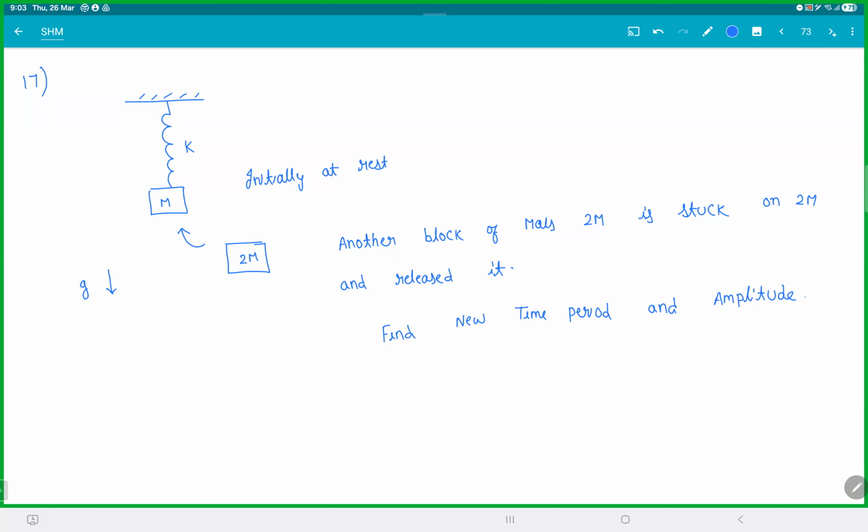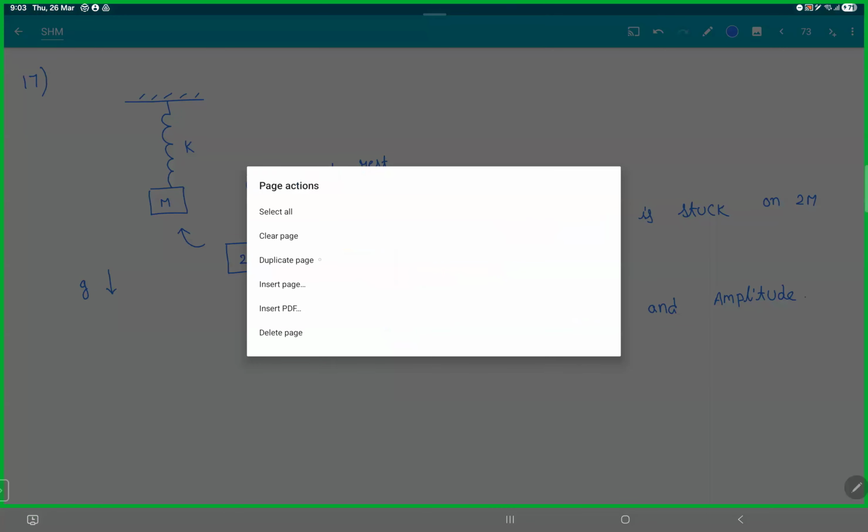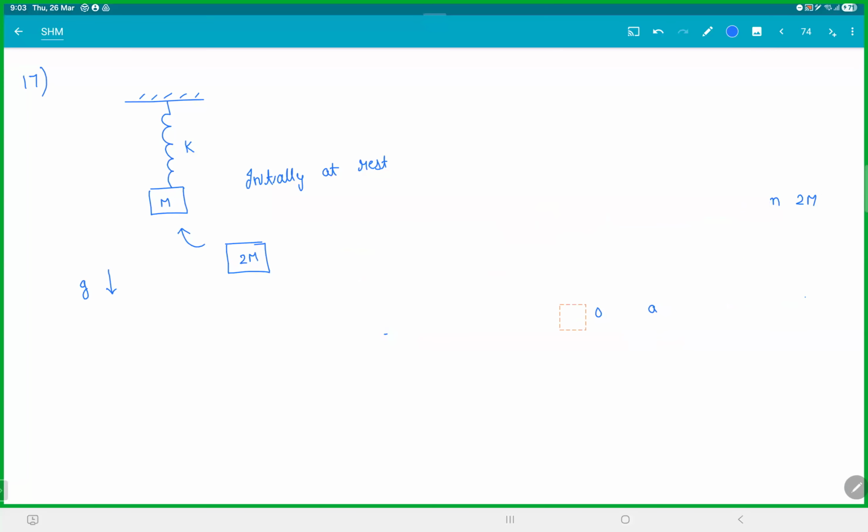Hmm, 3 mg by k, 2 mg by k. Time period is the easiest one, isn't it? Time period, it doesn't matter. You keep a block, let it oscillate, let it dance, let it do anything. Once you attach the block, the mass here becomes 3m. So the new time period will be 2 pi root over 3m by k. You might ask, but why doesn't it matter?